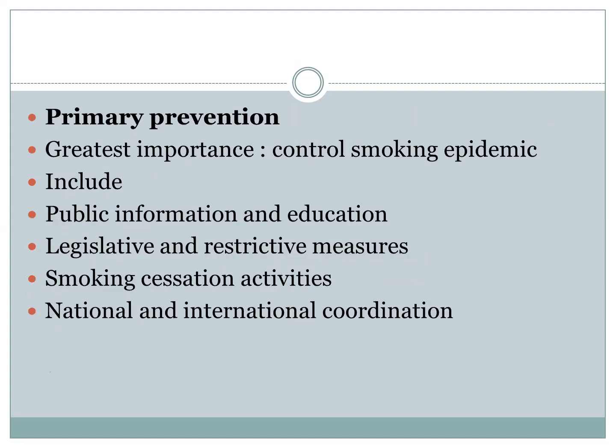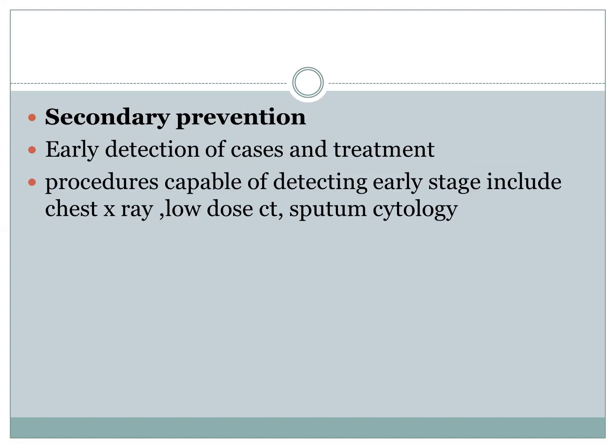So how can we prevent lung cancer? The greatest importance is controlling the smoking epidemic, which includes public information and education, and legislative and restrictive measures, which means enacting legislation that restricts access to cigarette packs to certain age groups only, and then smoking cessation activities, and national and international coordination. Advertisements should be run on TV to counsel the population regarding the harmful effects of smoking.